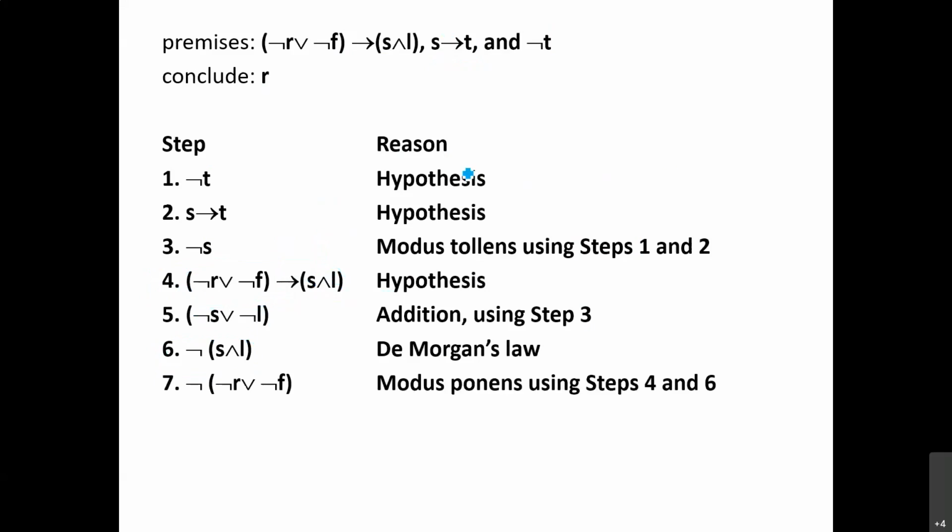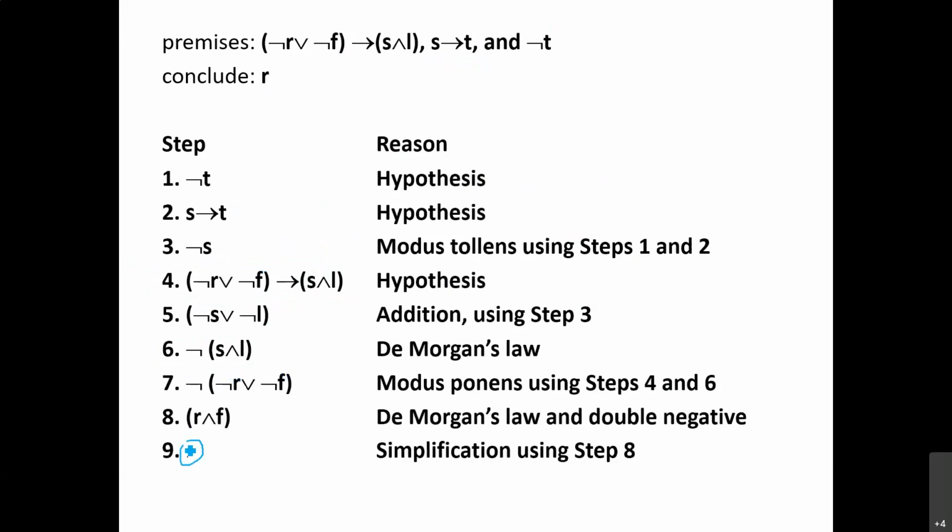Right? So this has to be false. So the not of it is going to be true. De Morgan's, R and F, simplification, you get R. So that's it. We concluded R.